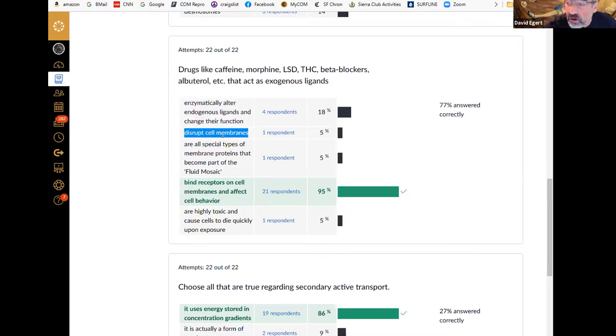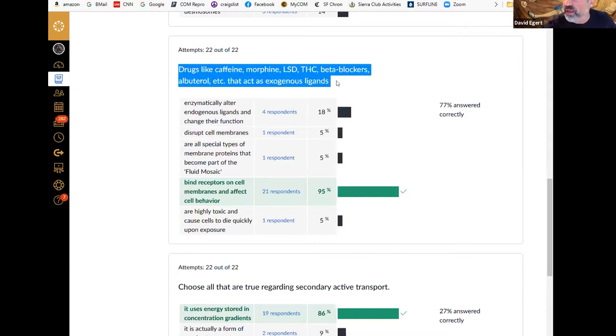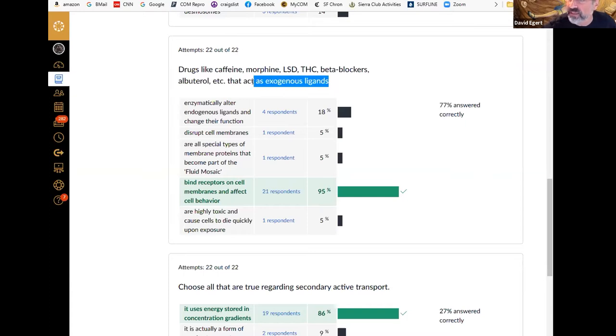Yeah, they don't. There are things that work like that by disrupting cell membranes. There are some anesthetics, for instance, that seem to work by actually getting into the cell membranes and affecting the way the different channels and things work. But most of the things that we've been talking about, that act as exogenous ligands, are going to work by binding receptors and then having some function.